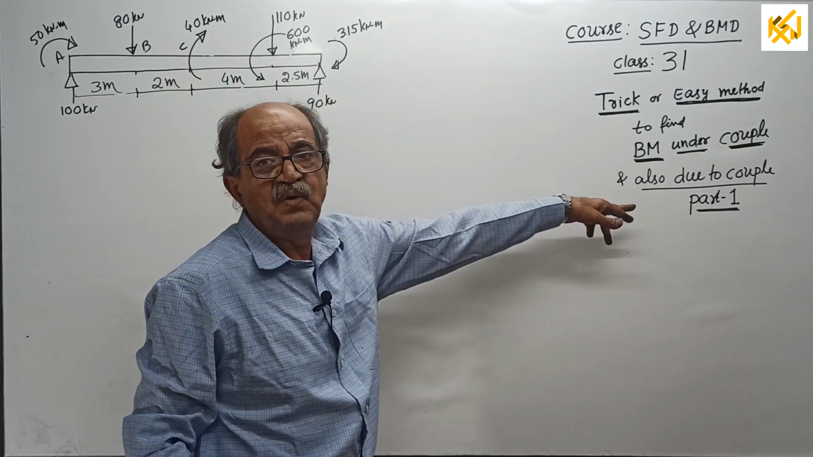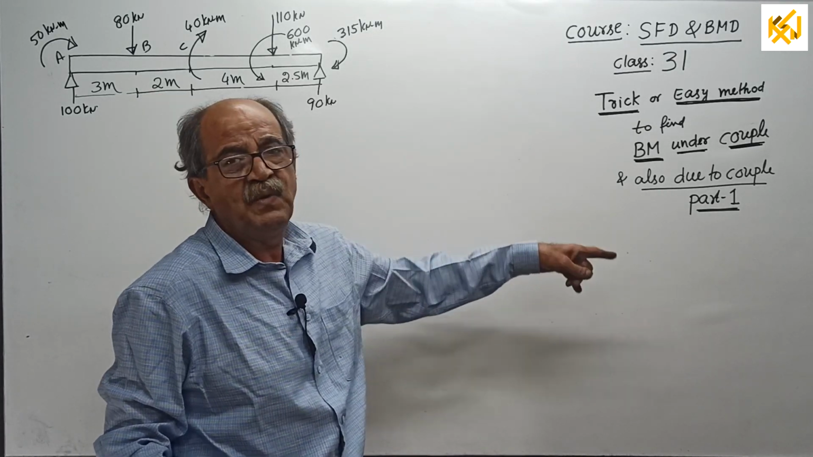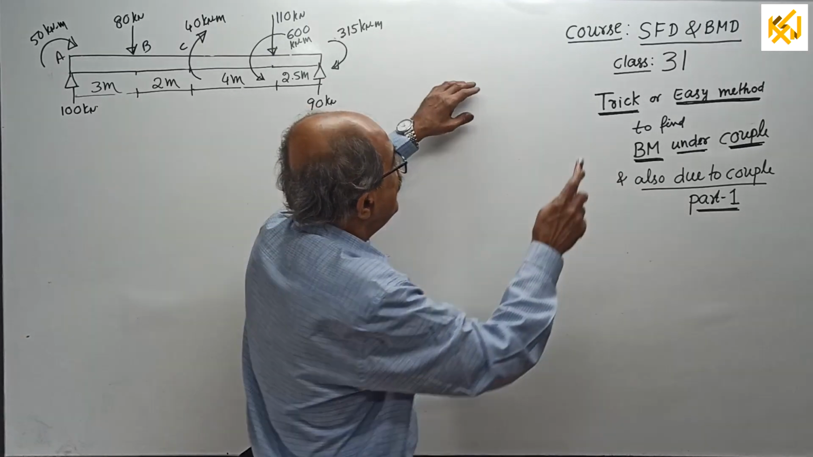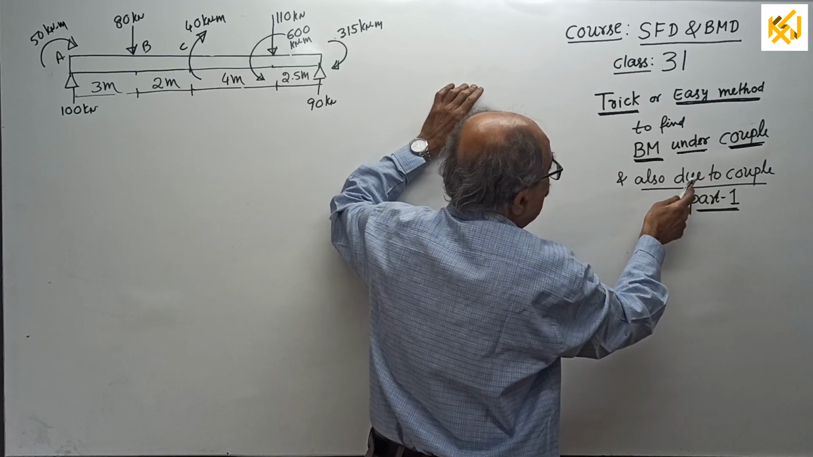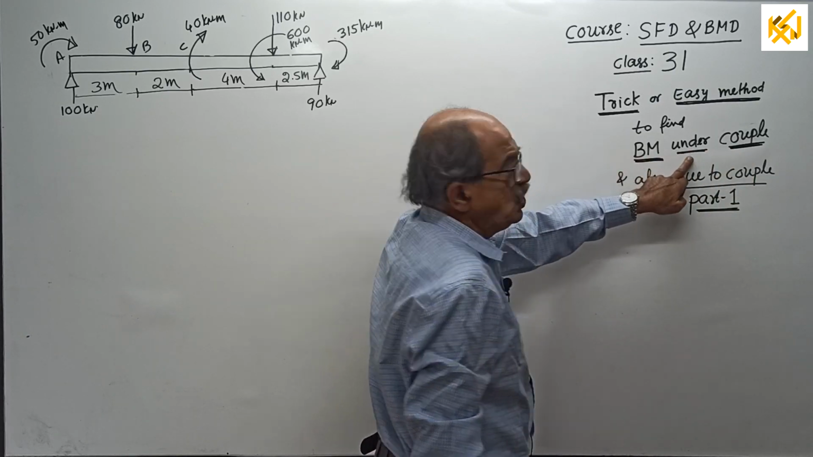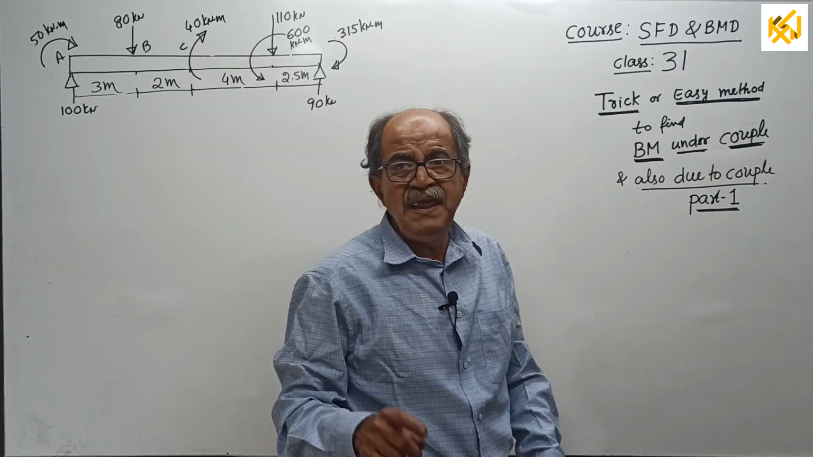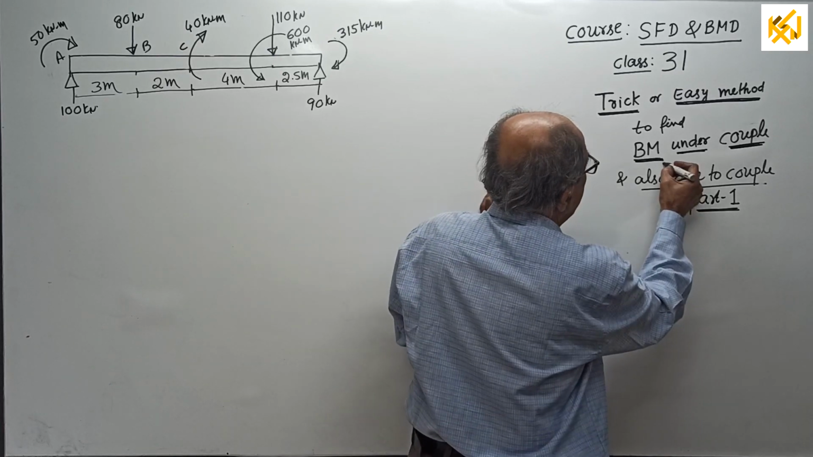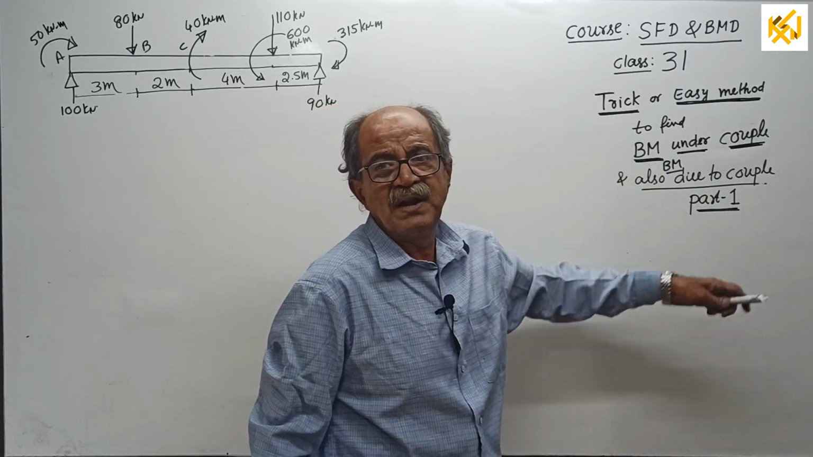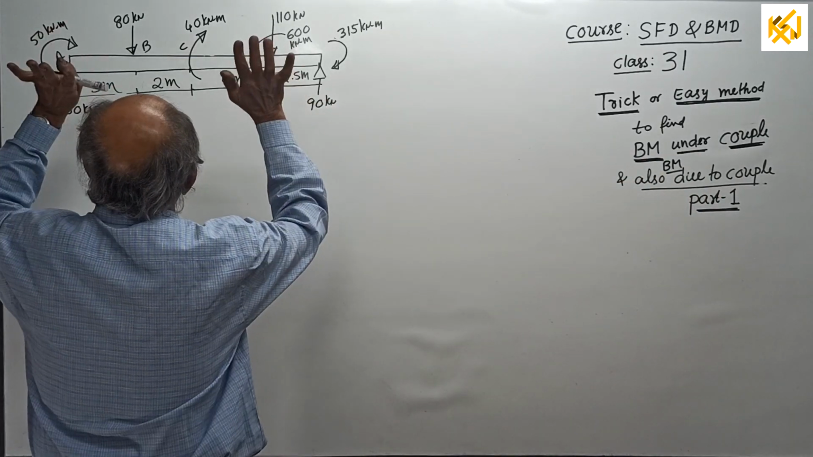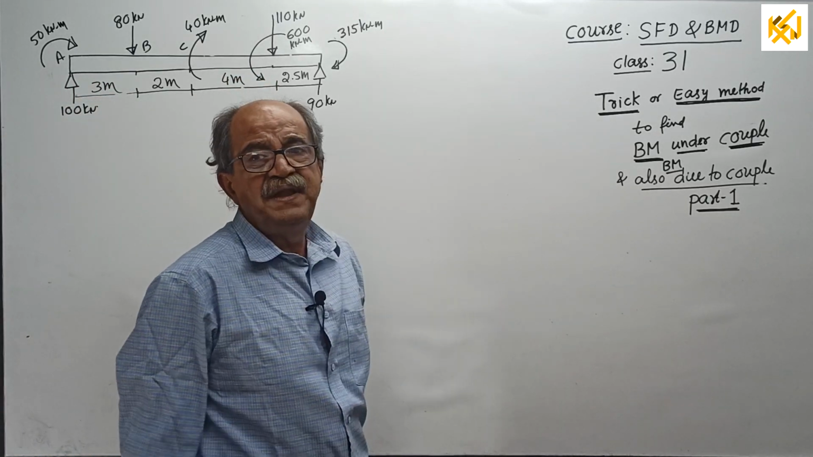I slightly changed it now, because just now I finished one class. Therefore, the previous part I wrote, I rubbed it out. I wrote it a second time. See, the trick or easy method to find BM under a couple and also due to a couple. BM not only under the couple but also due to the couple. I will make it part 1 because I have to make the concept completely clear. Therefore, it will take a little longer time.